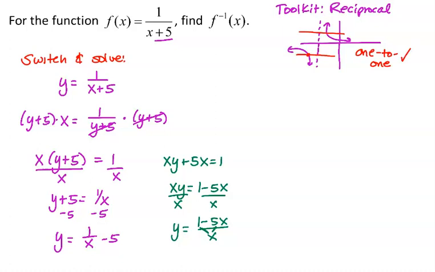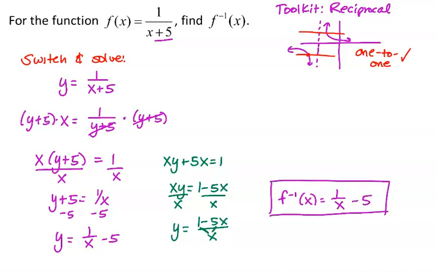So for our final answer, we'll go ahead and put it into our inverse notation. Our inverse notation uses the -1 to show that this is the inverse of that original given function f. So our inverse function is 1 over x minus 5. So this function is related to the original function in that every single ordered pair, the x and the y, have been switched. So this has taken the entire domain and the entire range and switched those two.